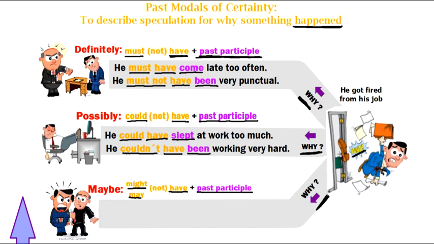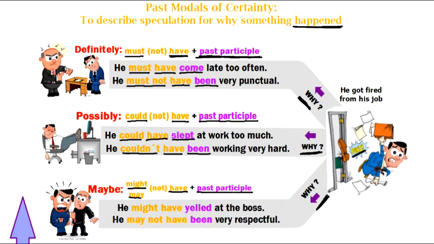Now, he yelled at his boss. Maybe that's what happened. So using my modal, I can say, well, he might have yelled at the boss. If I want to be negative, I can say this. He may not have been very respectful. Okay, again, I'm always using my modal, in this case might or may not, or might not and may, plus the auxiliary have, plus the past participle yelled or been, right?